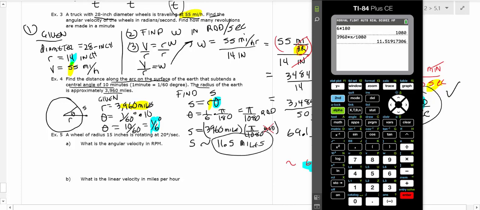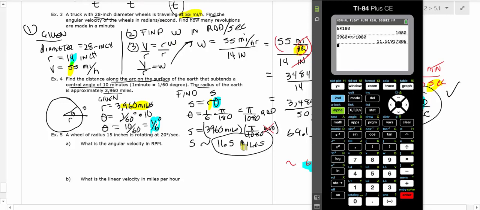Okay, so now the next thing is, does that make sense to us? Well, 10 minutes is such a tiny angle that the distance between these 2 points on the Earth would be pretty small, and that makes sense to me. How about you? So that's a tiny angle. All right, that's the idea with that.